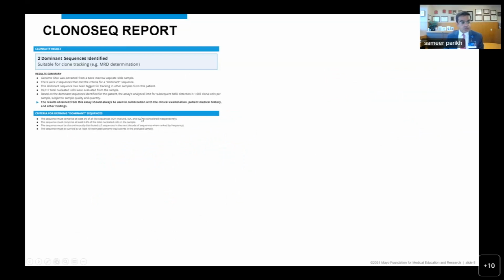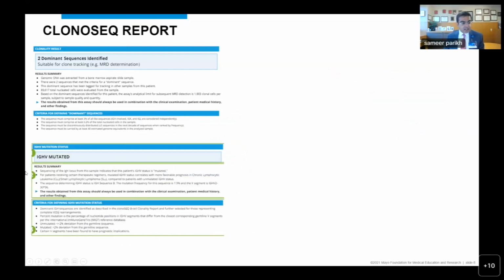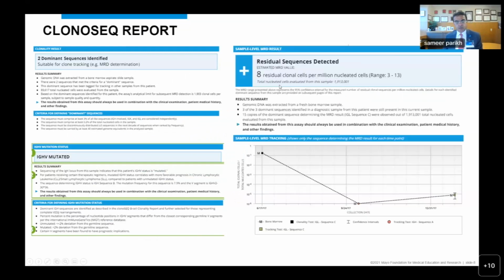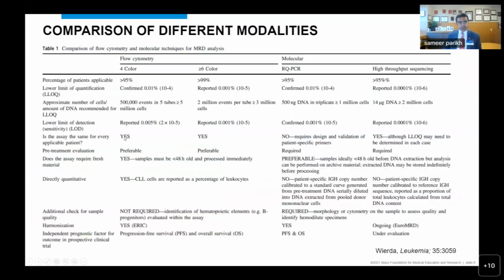It could be one or two in some patients. It will tell you what the IGVH mutation status is for that patient. And then over time after therapy, you repeat this test and it will compare the dominant sequence prior to the start of therapy to the one after treatment and tell you how much CLL is left. So there are various pros and cons of each of these modalities.